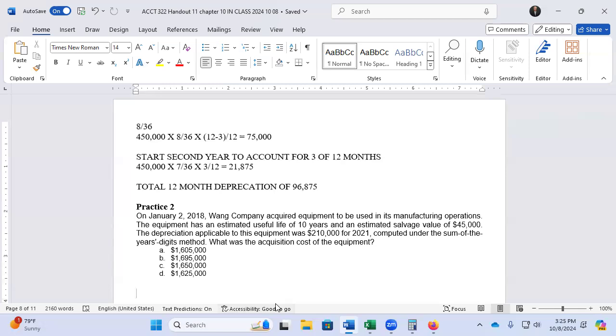Okay, now you guys try practice number 2. Set up your formula and then you'll have to solve it algebraically, which I know everybody loves using math.